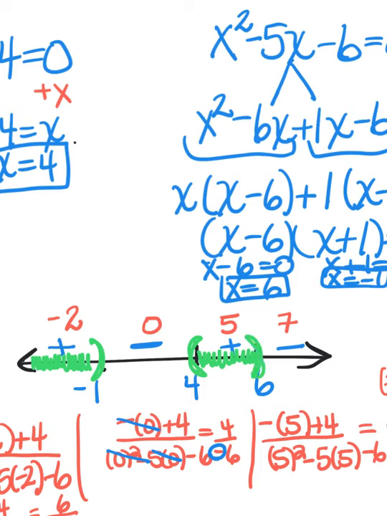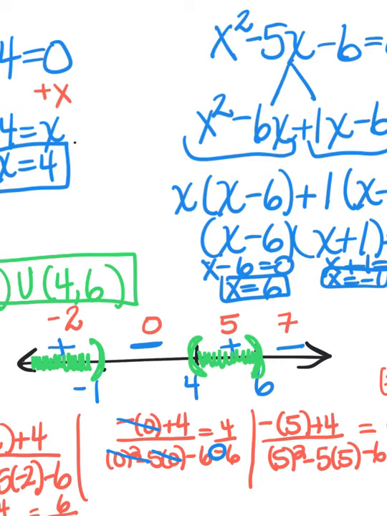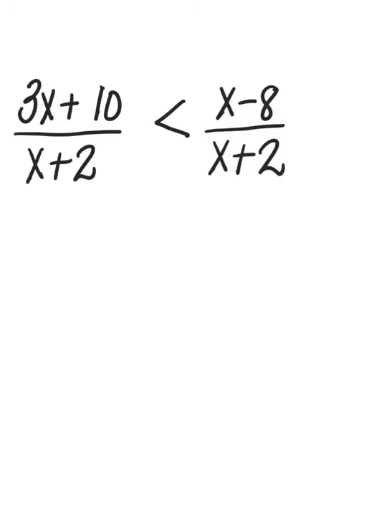So let's write those intervals using interval notation. So we have negative infinity to negative 1, and then union 4 to 6. So these two intervals will give me positive outputs. All right, our last example. Number 4, 3x plus 10 over x plus 2 less than x minus 8 over x plus 2.